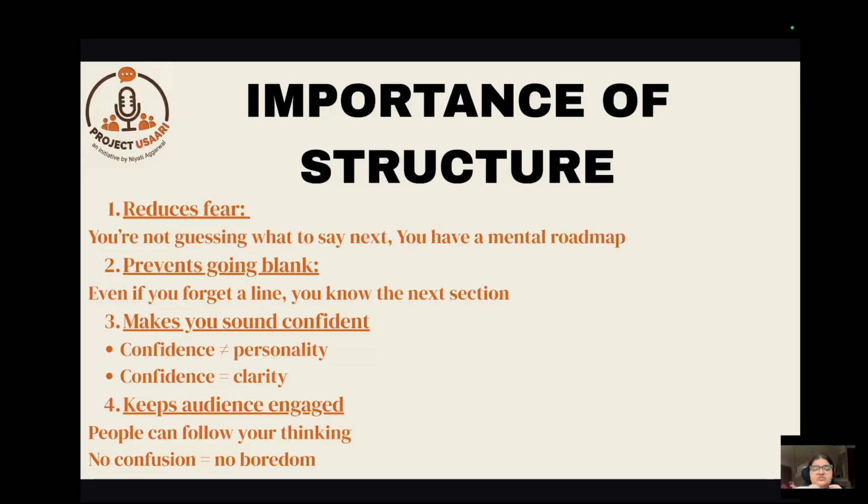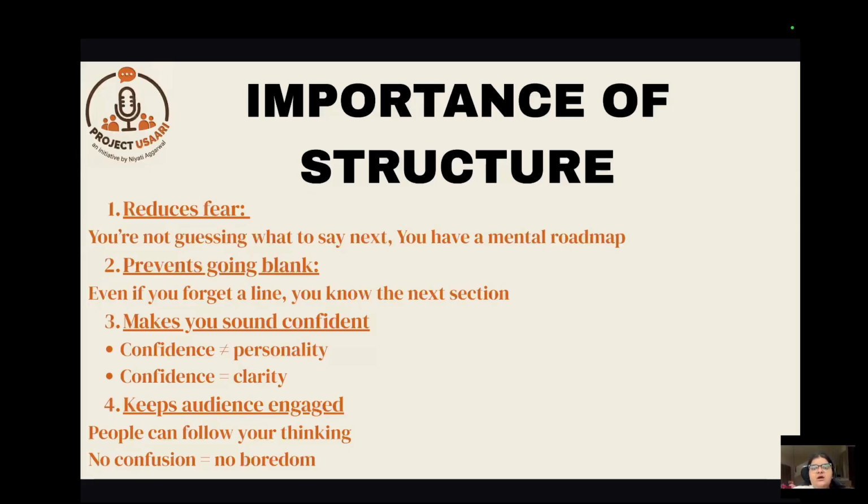If your speech is structured, if your speech is divided into smaller parts, you're not only making it easier for yourself, but also easier for the audience and the judge who is evaluating you. Secondly, it prevents going blank. That is, even if you forget a line, you know the next section.